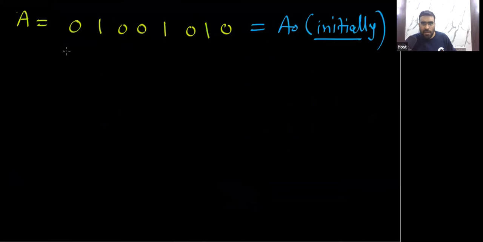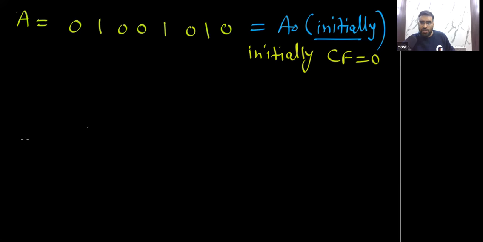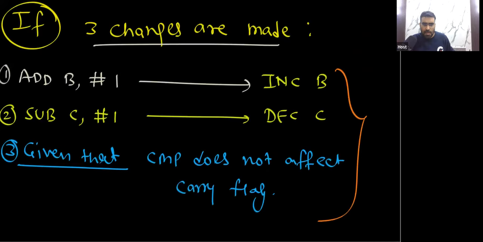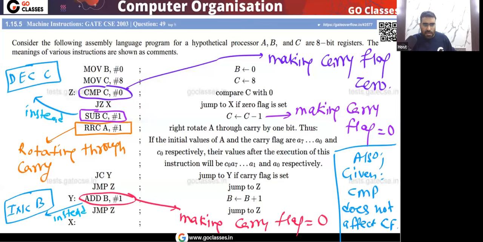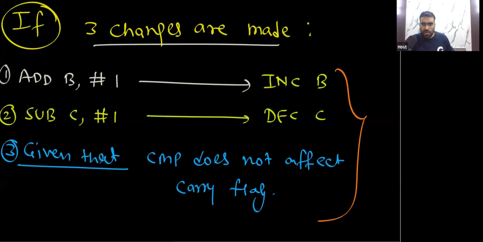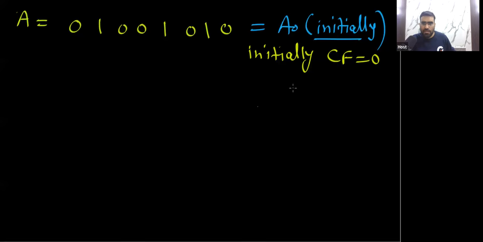Now you can easily see what will happen. Initially the carry flag is 0, that you already know. Here also one thing: the initial carry value will be inserted. Yes or no? The initial carry flag, that you already know, is 0. So let's assume this was the initial value of A. Just assume, no problem, because you know this is the initial value of the carry flag.